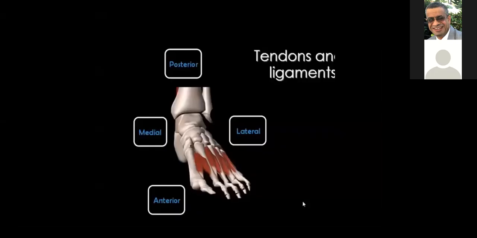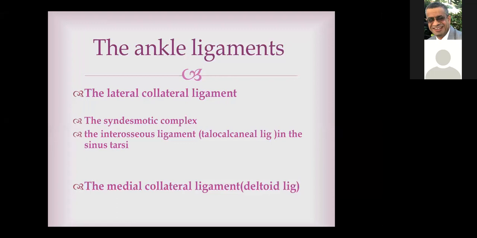It's divided into posterior, anterior, lateral, and medial compartments. The anterior and posterior have no ligaments. The ligaments are always on the lateral and medial compartments. I will talk first about the ankle ligament.